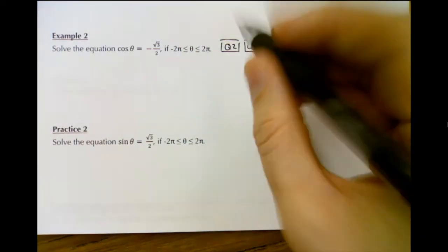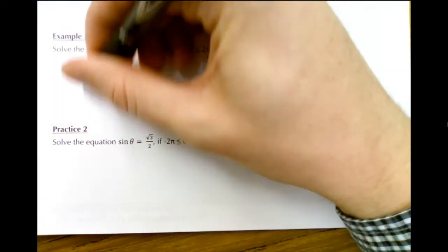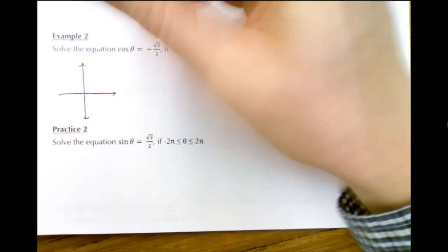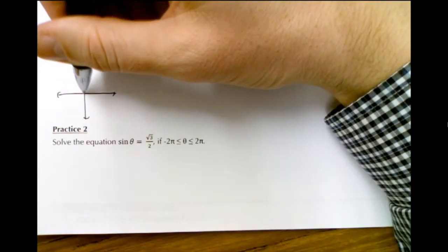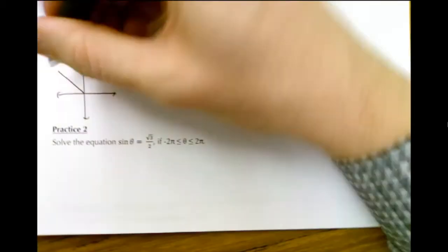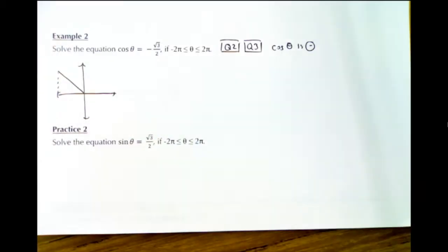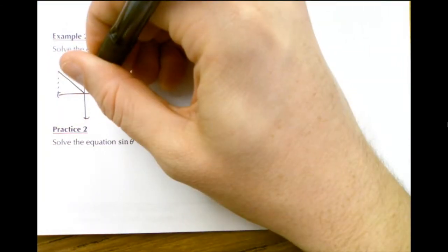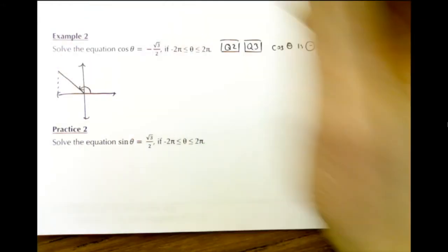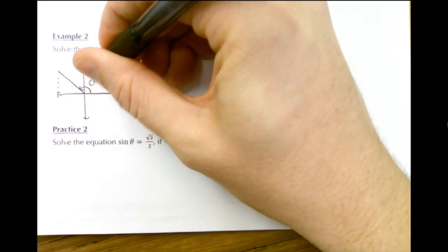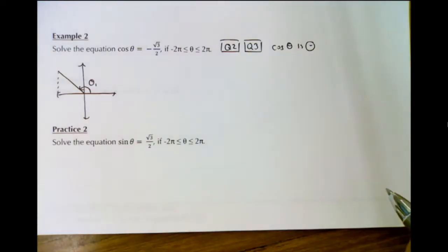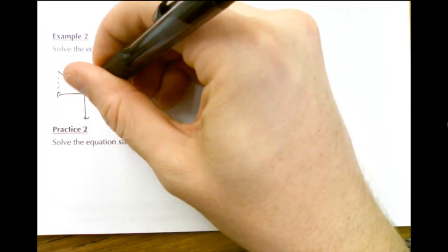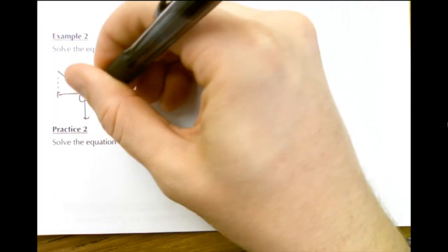So I'm going to draw my terminal arm in quadrant 2. And we'll develop our first answers by looking in quadrant 2. How can we get there? Well, we can get there in two ways. We could get there by rotating counterclockwise, which is positive. That can be, we'll call it theta 1. But we could also get to this terminal arm by rotating backwards. And we'll call that theta 2.